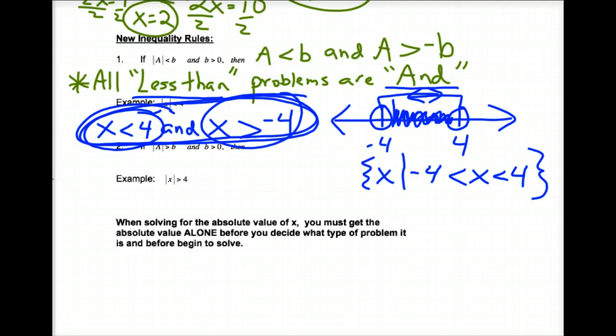Can anybody write it in interval notation? Yeah, it's easy. Nico, give it a shot. What are you going to put around them? Parentheses. Negative 4, comma 4. There's the interval notation. That's an "and" one. All less than ones are "and."